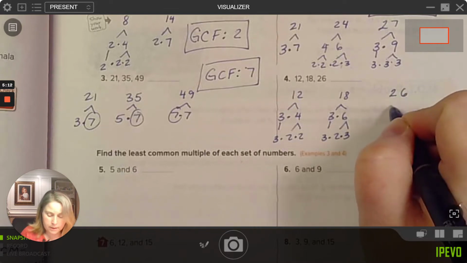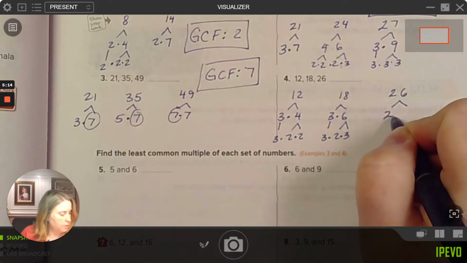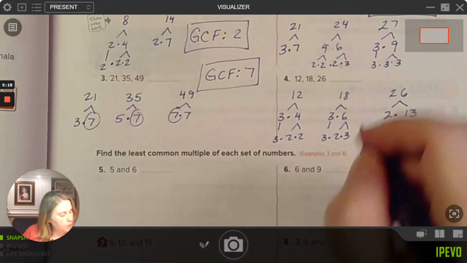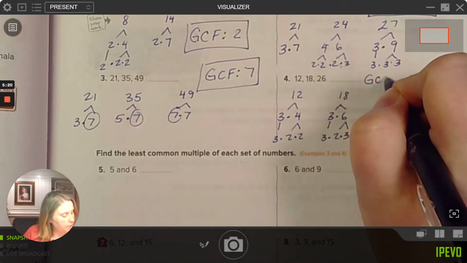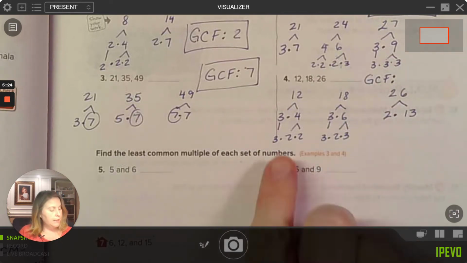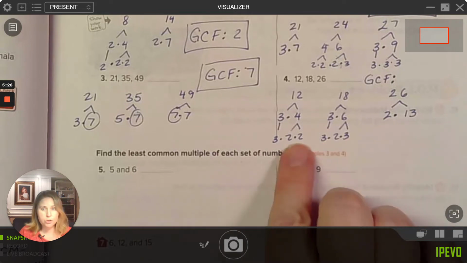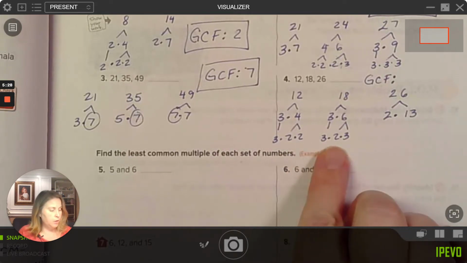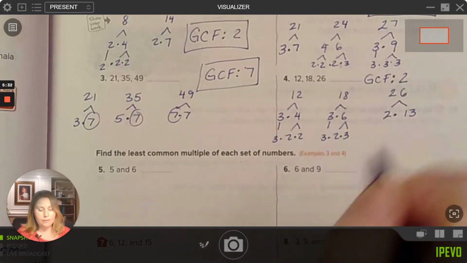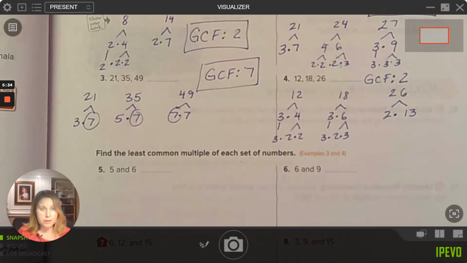And 26 can be broken down into 2 times 13. Okay, so let's look at our greatest common factor here. So we'll start with the 2. I see that they all have a 2. This one has 2 2's, but the other numbers only have 1. So the greatest factor 2 that they all have in common is just a single 2.